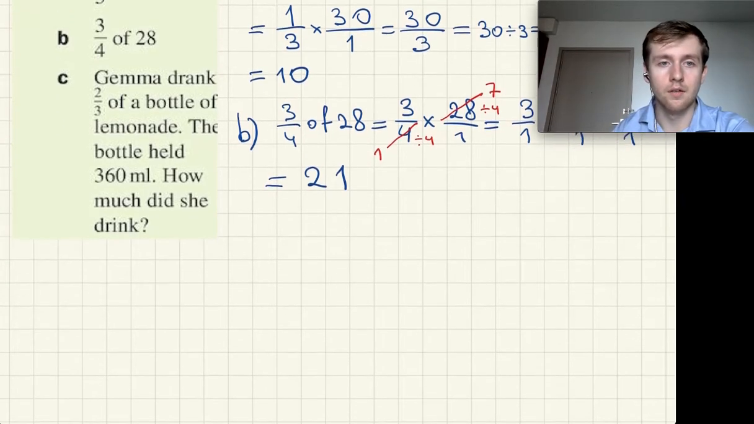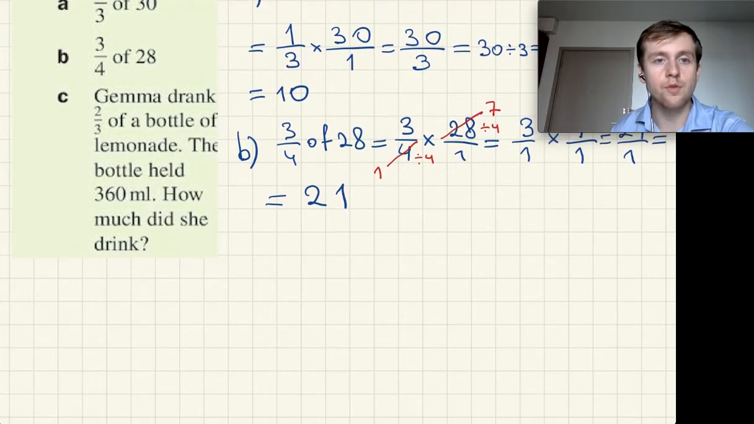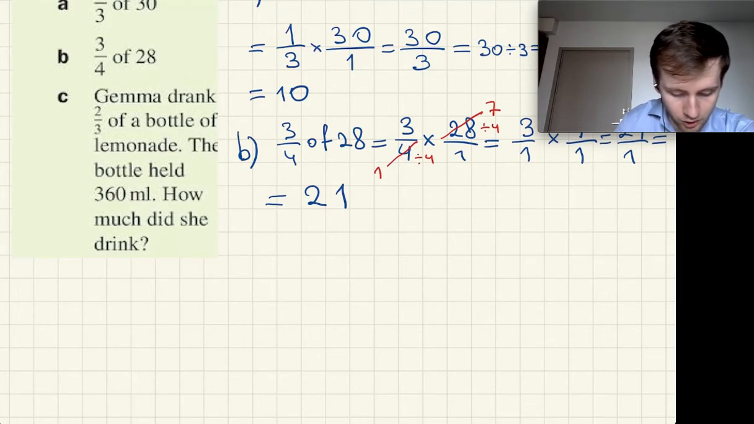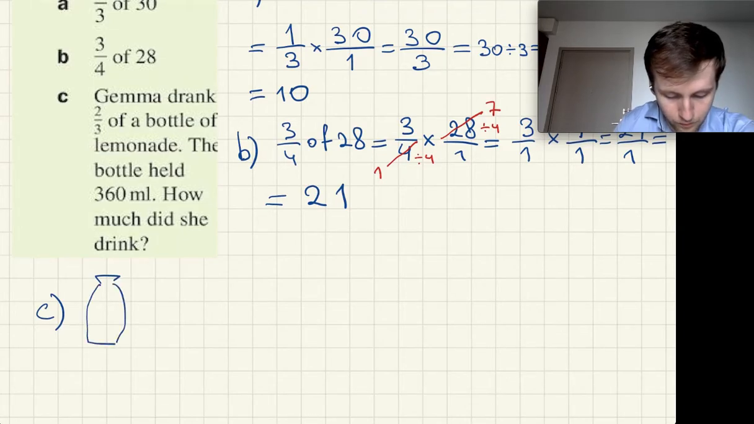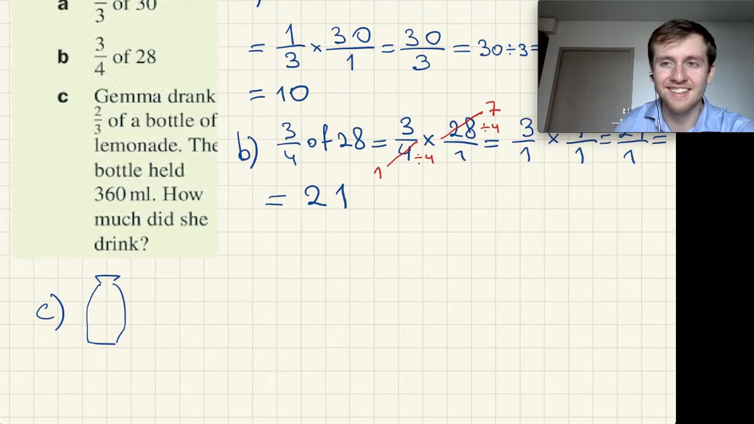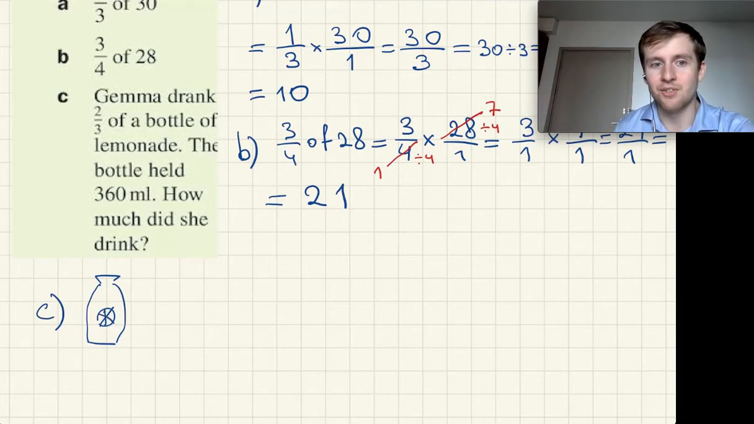Okay, and next one, Gemma drank 2/3 of a bottle of lemonade. The bottle held 360 milliliters. How much did she drink? Alright, so again, I can make a small kind of picture for you. Let's say this is our bottle of lemonade, a strange looking one. Anyway, I can draw a lemon in here. Now it's not so strange. Okay, the lemon is strange though.